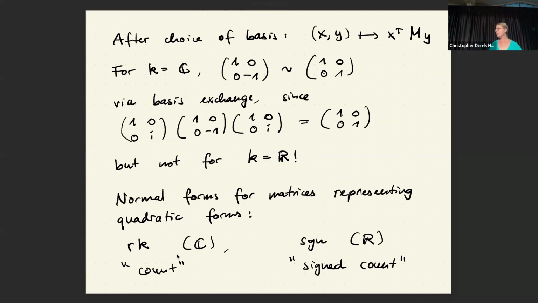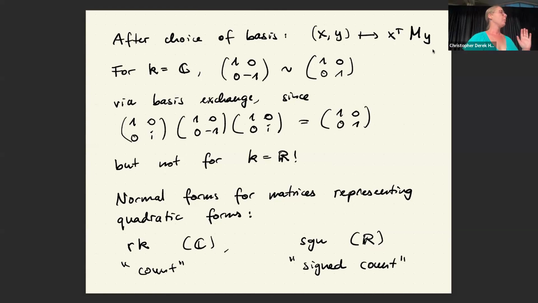After we fix the basis for our vector space, we can just think of a matrix roughly. So we have a vector X in coordinates now after fixing the basis, and Y in coordinates. And then the quadratic form will send this tuple (X, Y) to X transpose times a matrix times Y. So in some sense, you can just think of matrices.